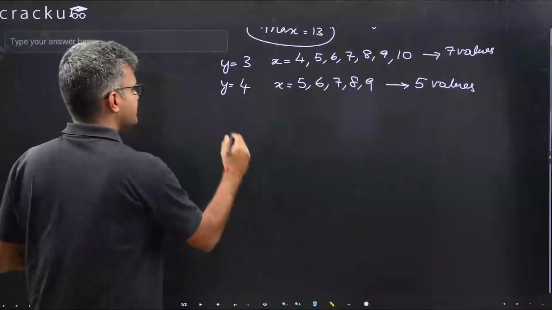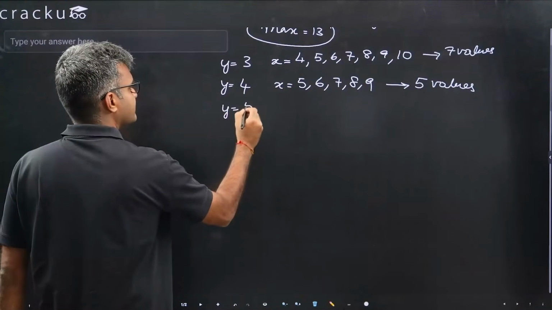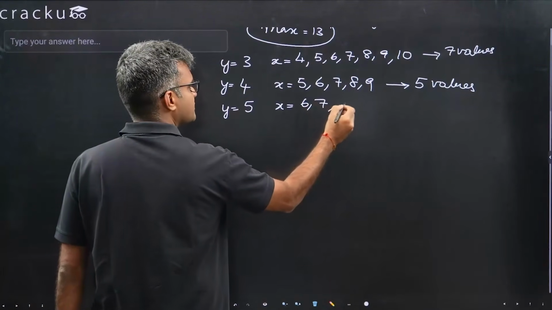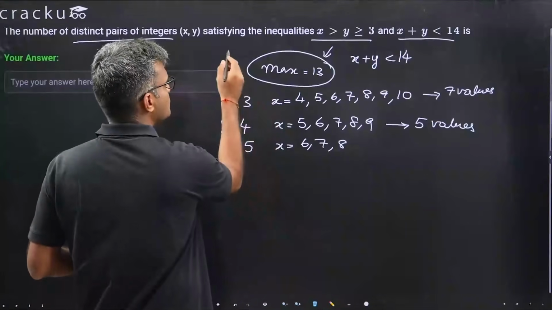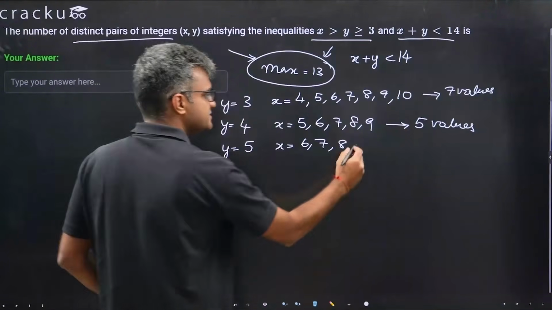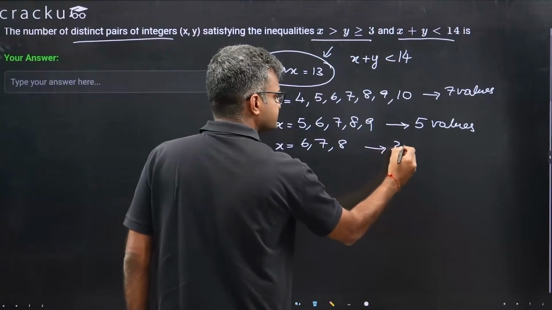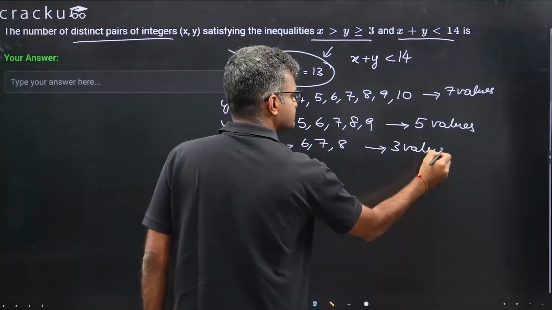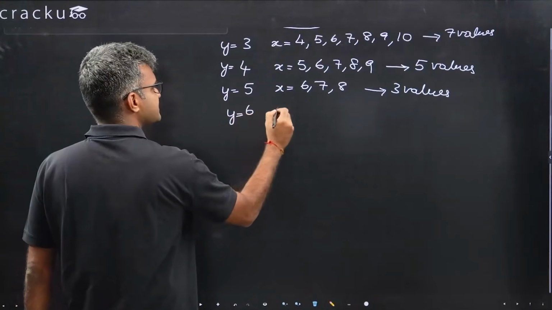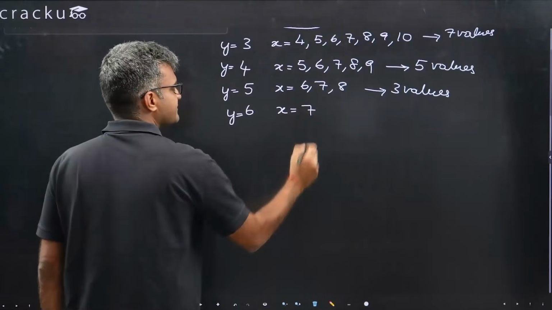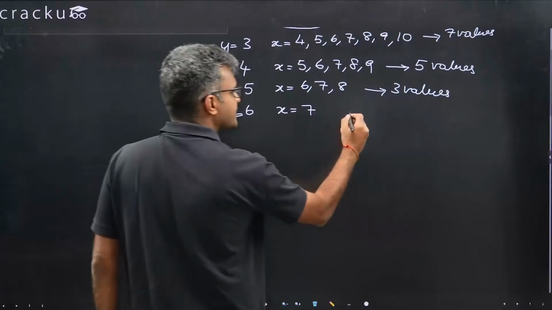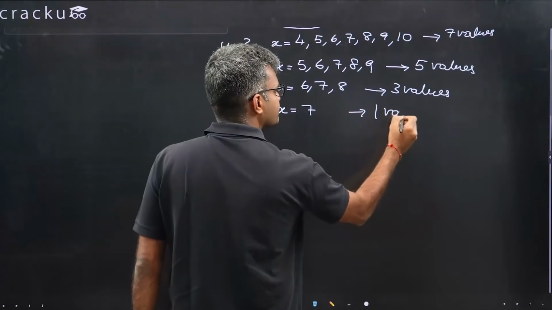What will happen when y is 5? When y is 5, x will be greater than 5. So x is either 6 or 7 or 8, because you want x plus y to be at max equal to 13. These are 3 values. And what will happen when y is 6? When y is 6, x will take only 7 because 6 plus 7 is already 13. So here it can take a maximum of 1 value.